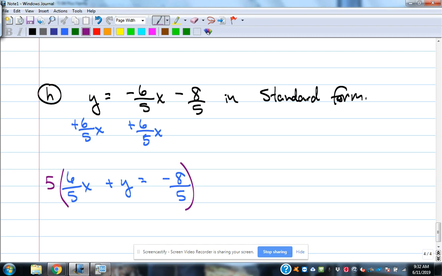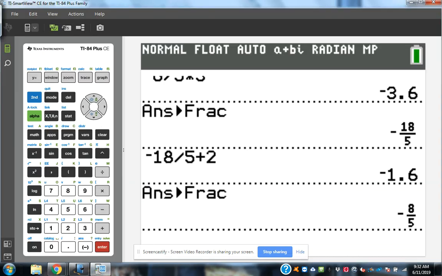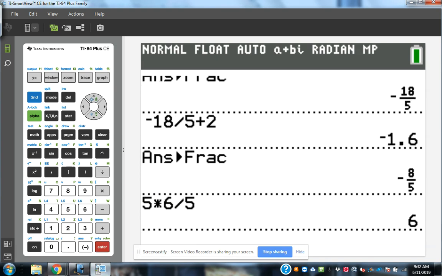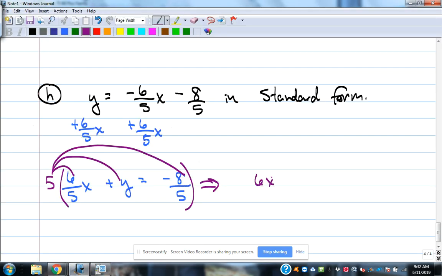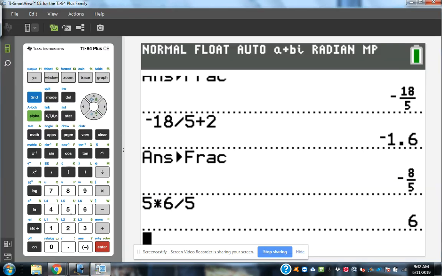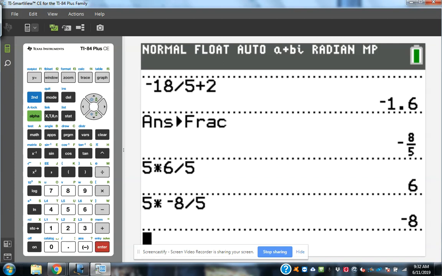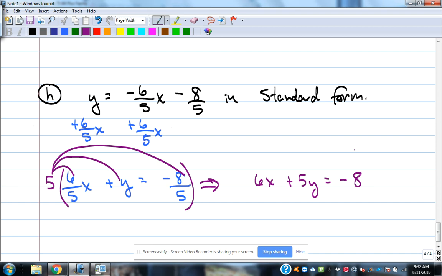Everybody gets multiplied by 5. So 5 times 6/5, 5 times 1, 5 times -8/5. So that's going to convert it over. So if I take 5 times 6/5, I should get 6. Okay. So I have 6x. 5 times y is the 5y. 5 times -8/5 is -8. Now I have an equation that doesn't have any fractions in it.